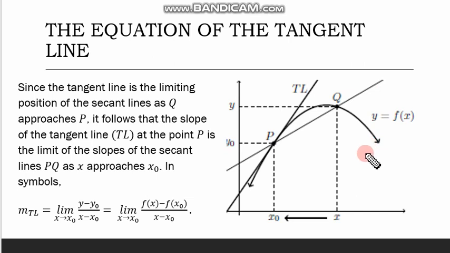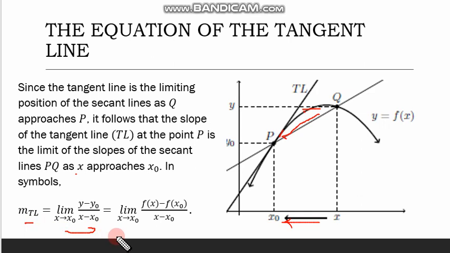Since the tangent line is the limiting position of the secant lines as the point Q approaches P, it also follows that the slope of a tangent line at the point P is the limit of the slopes of the secant lines PQ as x approaches x sub 0. So in symbols, the slope of a tangent line is the limit of y minus y sub 0 over x minus x sub 0 as x approaches x sub 0.